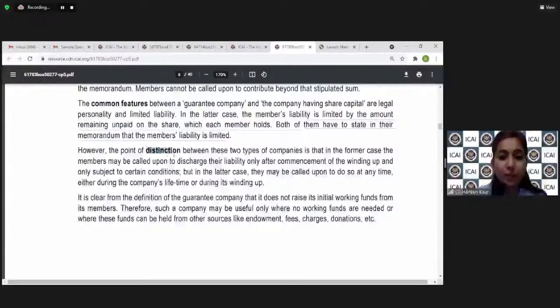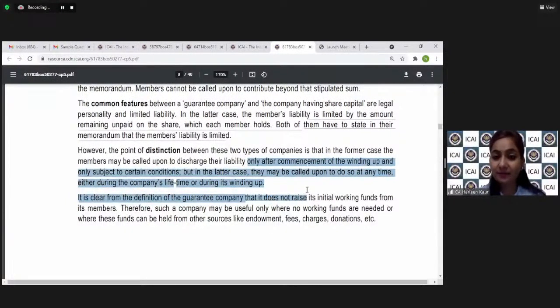What is the difference? The point of difference is in the former case means company limited by guarantee, they can only be asked to come in the case of winding up. However, in company limited by shares, they can be asked to pay the liability anytime during the company's lifetime. Simple major point of difference. So if ABC Limited is company limited by shares, you can ask Mr. A, B and C to come and pay the liability for the company's debt anytime. But what amount? Only the amount which is unpaid on the shares.